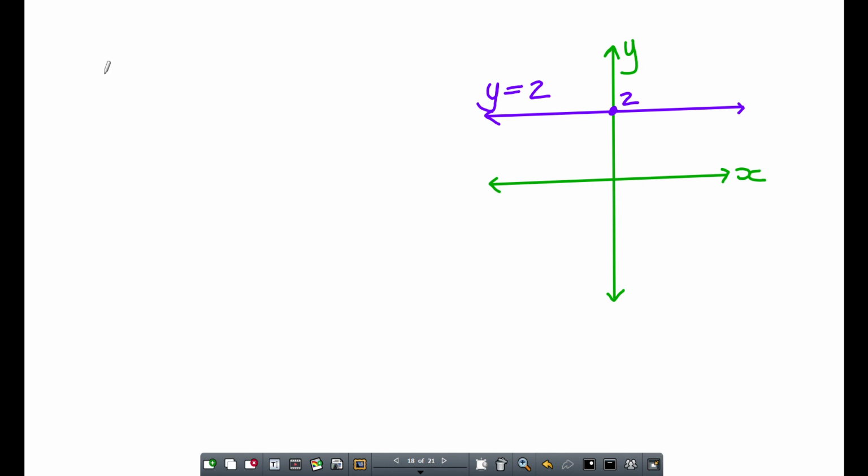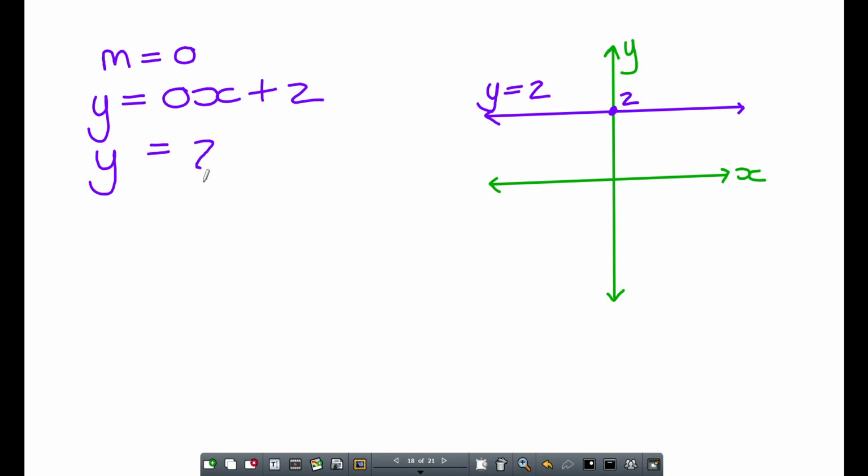Technically, the gradient here is 0. By 'n horisontale lyn is jou gradiënt 0, want y is gelyk aan 0x plus 2 gaan nog steeds vir my gee y is gelyk aan 2. You guys fine with that? So, horizontal line, dis baie belangrik want partykeer raak julle deurmekaar daarmee. Horisontale lyn, jou gradiënt is gelyk aan 0.